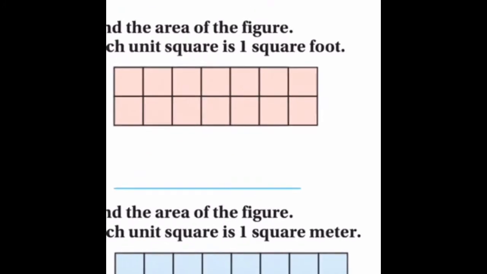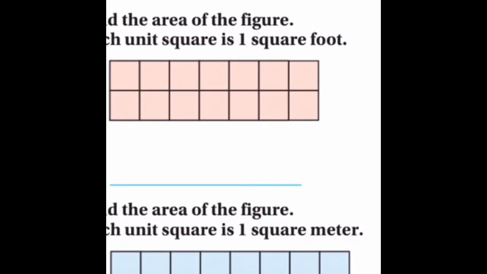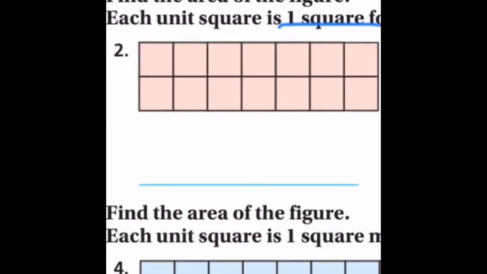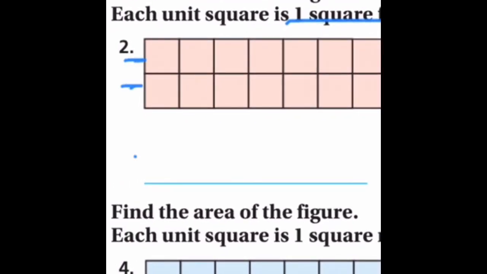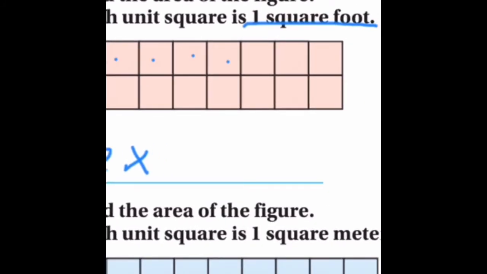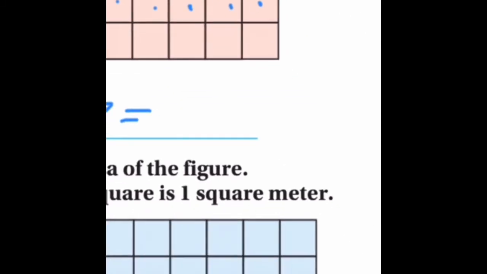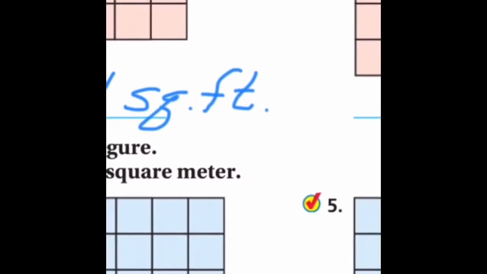Number 2. Find the area of the figure. Each unit square is 1 square foot. So I have 2 rows. 2 rows of 1, 2, 3, 4, 5, 6, 7. 2 rows of 7. 2 times 7 equals 14 square feet. Square is abbreviated sq, and the abbreviation for feet is FT period.